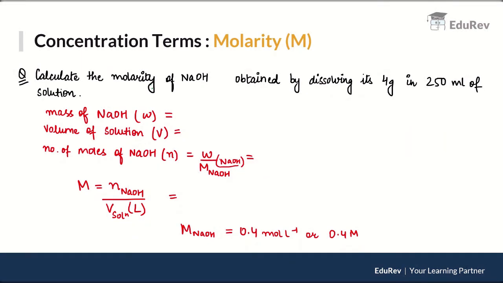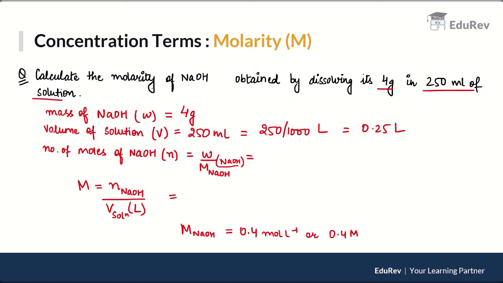It says calculate the molarity of NaOH obtained by dissolving 4 gram in 250 ml of solution. So the mass of NaOH given is W = 4 grams. The volume of solution given is 250 ml. Convert it into liters: 250 divided by 1000 liter, right? Which is equal to 0.25 liter. You have to take care of the units. The volume of solution is to be reported in liters.